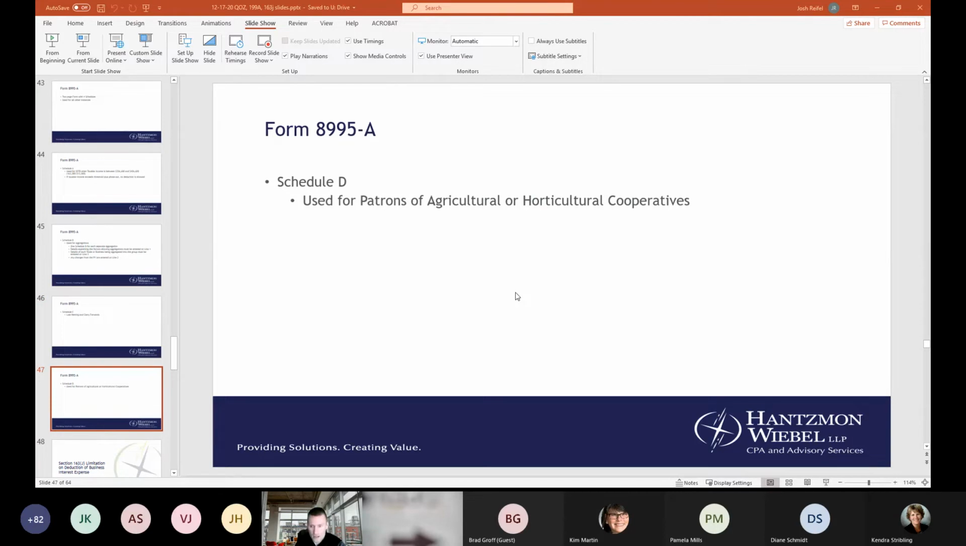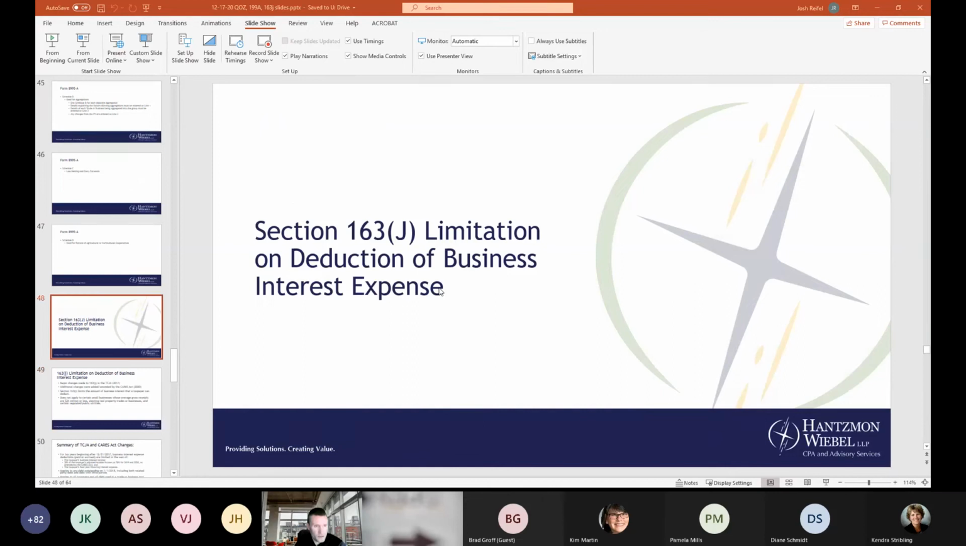So at this point, if there are no questions, I will give Kendra back, and she is going to go through Section 163J limitation.